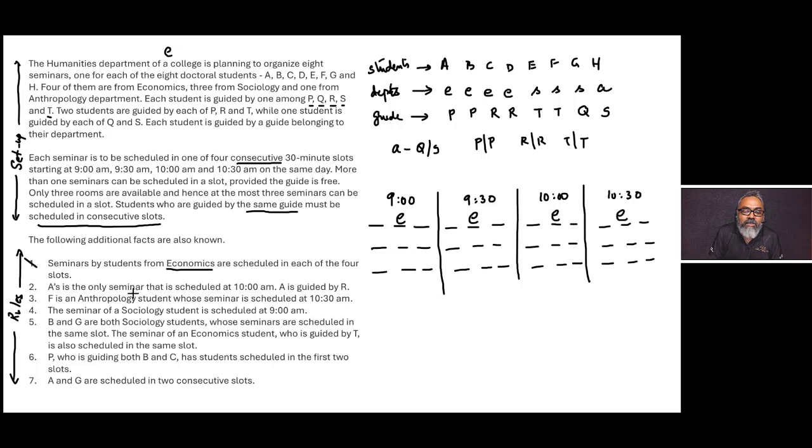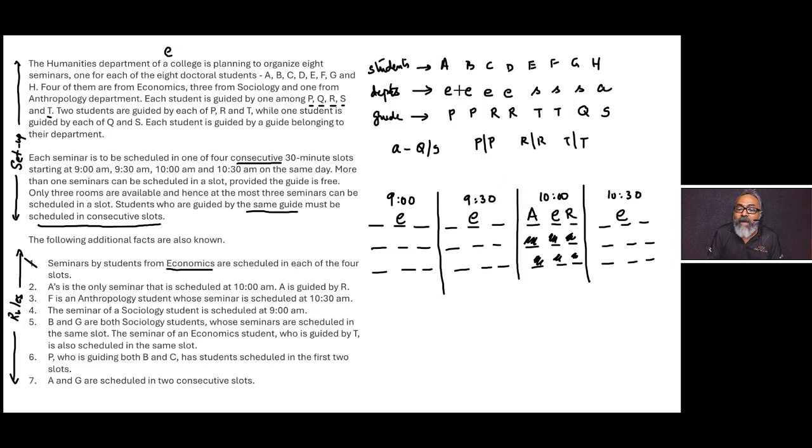A is the only seminar that is scheduled at 10 a.m. A is guided by R. Okay, we already have an E here, and that's the only thing that is possible, which means this would all be blank. We could eliminate these 2 things, and since we are putting the students first, A would be here, and A is guided by R.